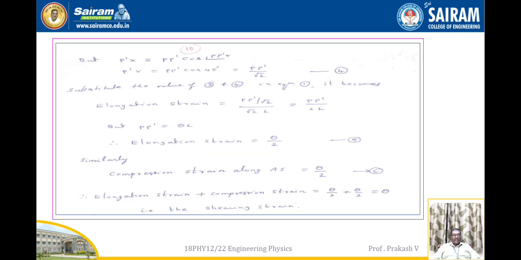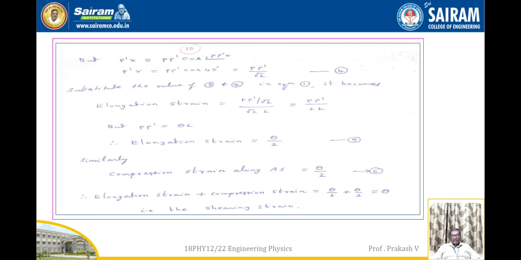But P dash X is equal to PP dash cos of angle PP dash X, and P dash X is equal to PP dash cos 45 degrees, that is equal to PP dash divided by root 2. Consider that as equation number 4. Substitute the values of 3 and 4 in equation number 1, then it can be written as elongation strain is equal to PP dash divided by root 2, divided by root 2 L, so that is equal to PP dash by 2L. But PP dash is equal to theta into L, therefore the elongation strain will be equal to theta by 2. Consider that as equation number 5.